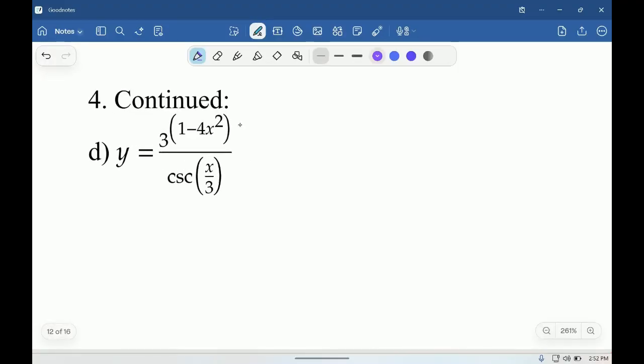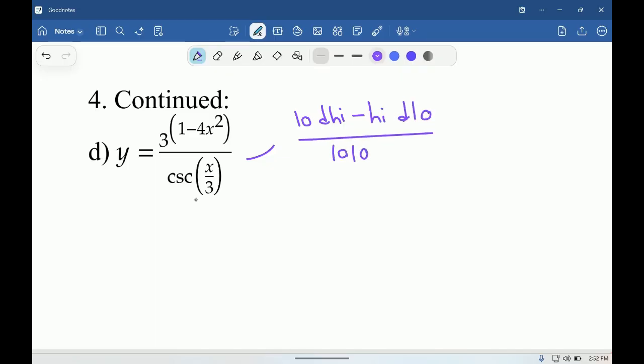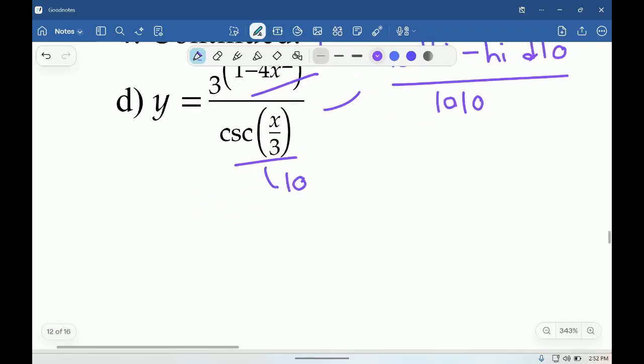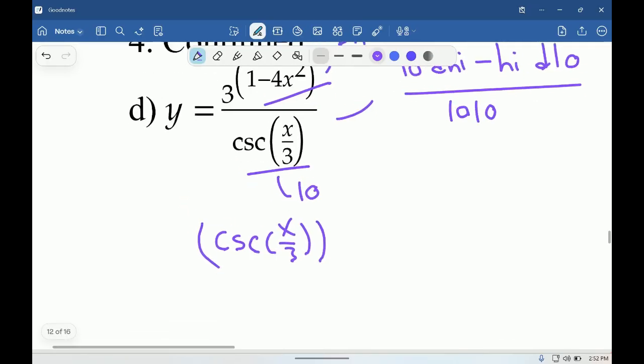We are being asked to find the derivative of this equation, and to do this we're going to need to do our quotient rule, which is going to be low d high minus high d low over low low. In this situation, our denominator is going to be low, and our numerator is going to be high. So we're just going to go ahead and place cosecant x over 3 for our low in the numerator.